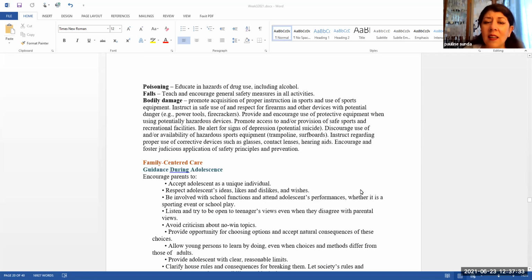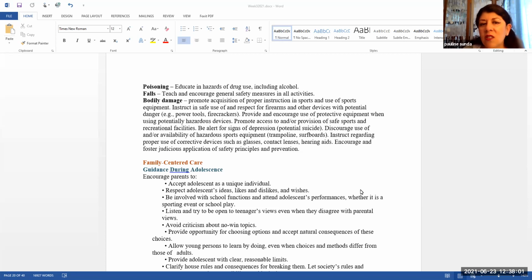Poisoning, again, I probably have said this three times now, really educate them in the hazards of any kind of drug use or alcohol use. And when we say drugs, it's also prescription medications that are not intended for them. Okay, so it's not just the illegal drugs we're talking about. It's things that are legal, but they may be finding in their parents' or their friends' medicine cabinets.